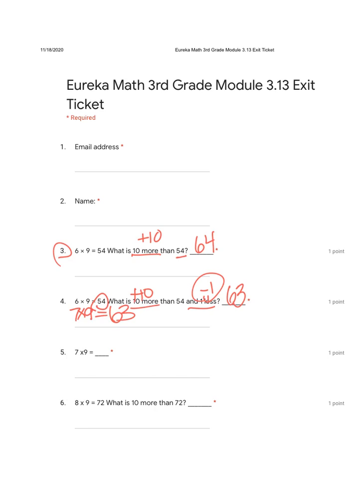Okay, let's try the 7s. 7 times 9 is 63. Yep. 8 times 9 is 72. What is 10 more than 72? So that means we're going to add 10. 72 plus 10 equals 82.